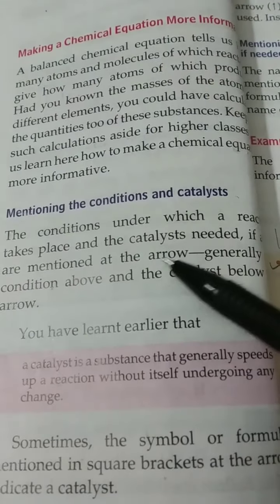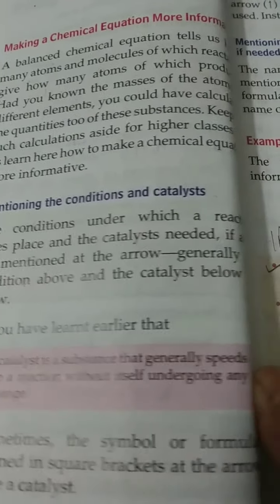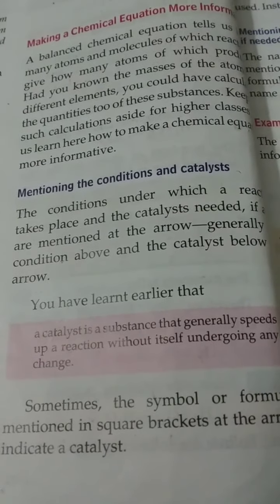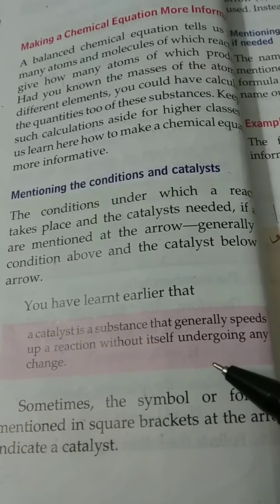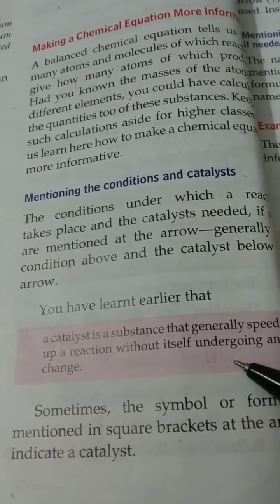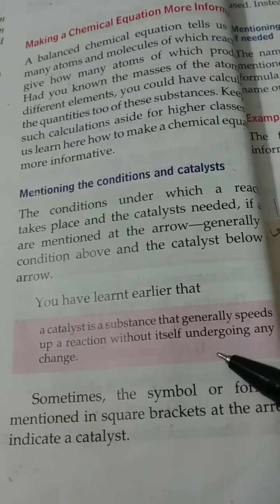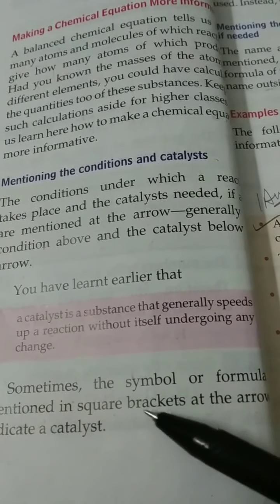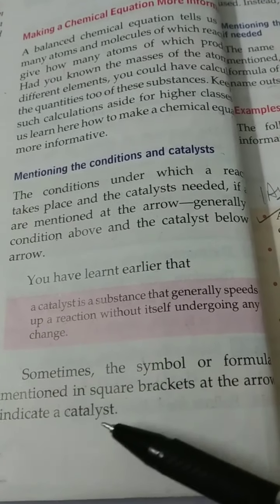If I mention them at the arrow, generally conditions are above and the catalyst below the arrow. So what is a catalyst? A catalyst is a substance that generally speeds up a reaction without itself undergoing any change. Sometimes symbols or formulae are mentioned in square brackets at the arrow. It indicates a catalyst.